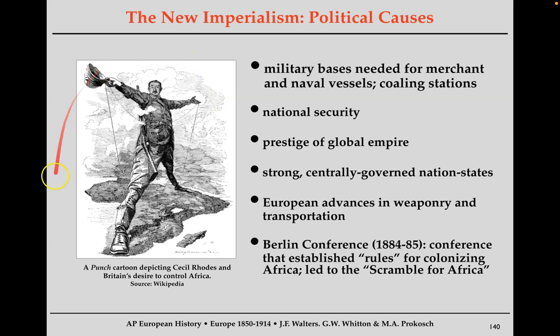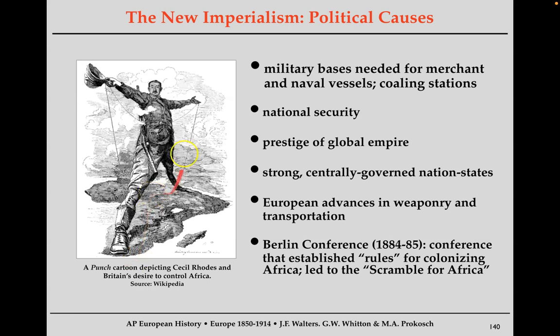So before I go on, I just want to talk about this political cartoon because I've seen it appear quite a bit, whether it's the AP exam or even the Global Regions exam. That's pretty important. So the caption says, Punch cartoon depicting Cecil Rhodes and Britain's desire to control Africa. Punch was a satirical cartoon that Britain had for a long time. They actually have a lot of cool documents to look at.